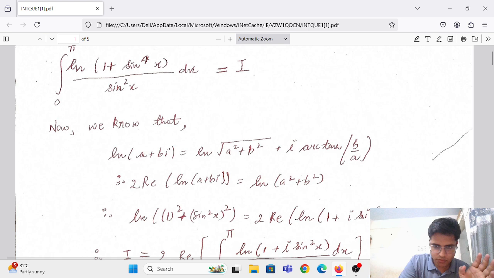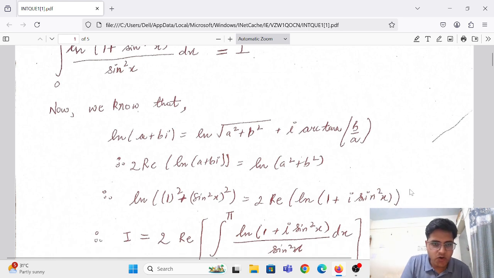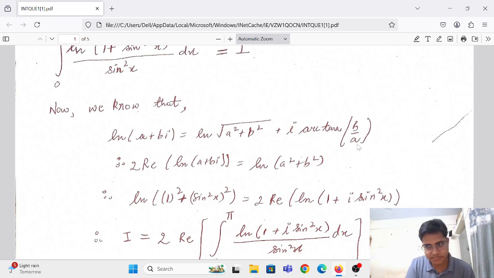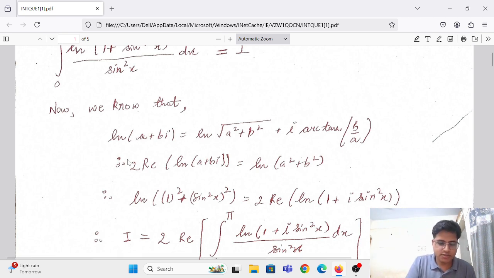So to solve this integral, first of all we need to know some things. We need to know what is the natural logarithm of a general complex number a plus b iota. So ln of a plus b iota is ln of root of a squared plus b squared plus iota tan inverse of b over a. This is a standard result in complex numbers.